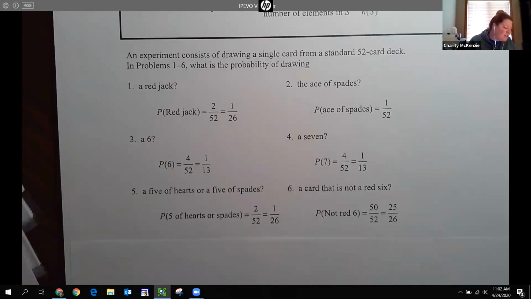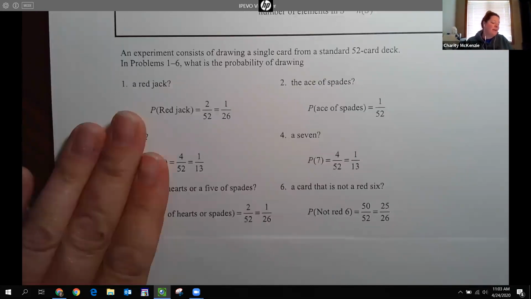Now we're getting into some "or." Number 5. What is the probability of getting a 5 of hearts or a 5 of spades? So we have the word "or," so we're going to add the 2 possibilities. There's 1 5 of hearts, there's 1 5 of spades. So then we add those, there's only 2, and we get 2 out of 52.